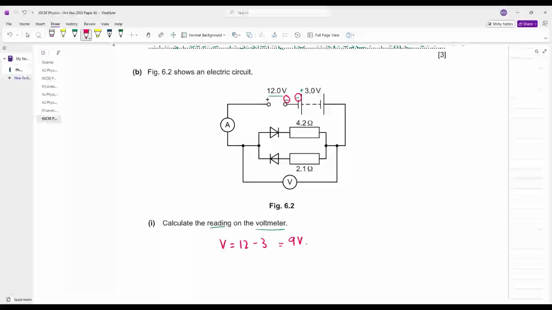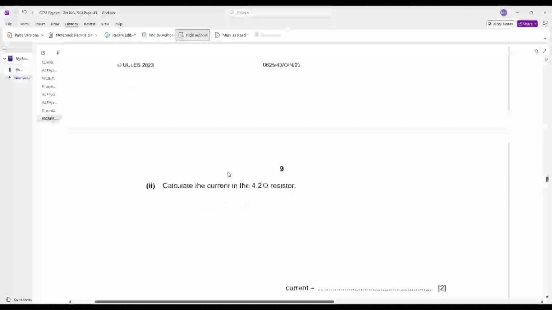Sir, why did you subtract? Because whenever the same terminals of batteries are connected to each other, negative to negative, the potential difference gets subtracted. Okay, let's further move ahead.